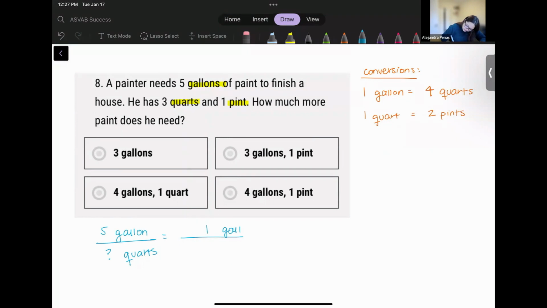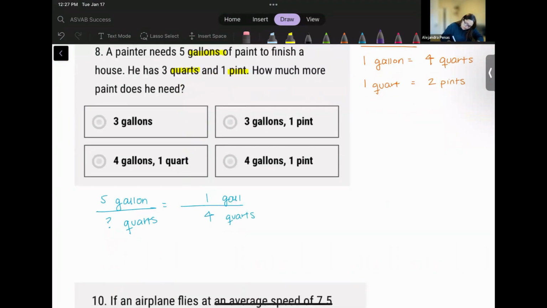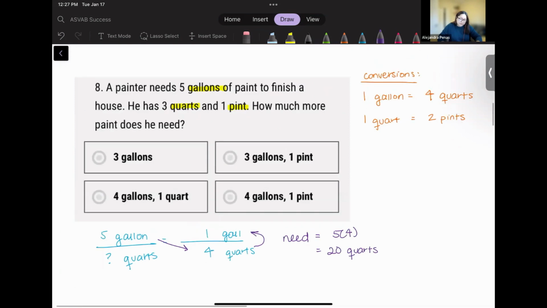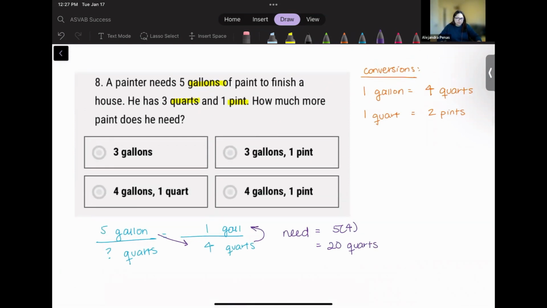And 1 gallon we said was 4 quarts. So let's figure out what that's going to give us. We're going to cross multiply and divide. And it turns out that we are going to need a total of 20 quarts of paint. Are we all good up to that point? Yep. Okay. Now we know how many quarts we need.